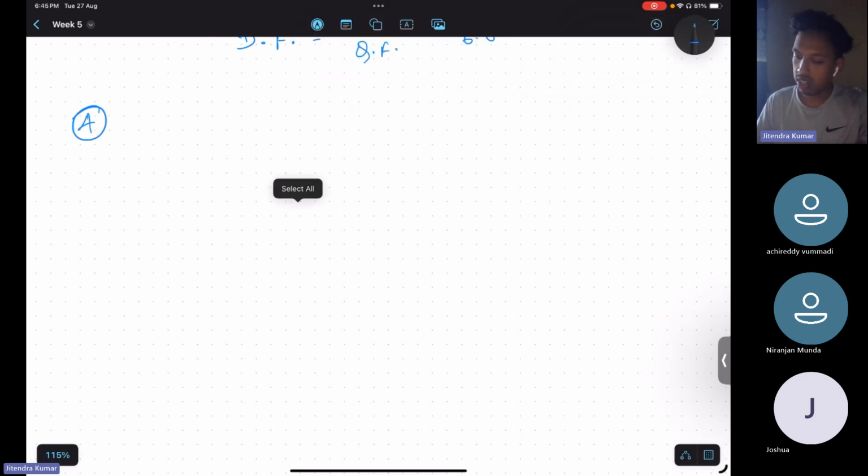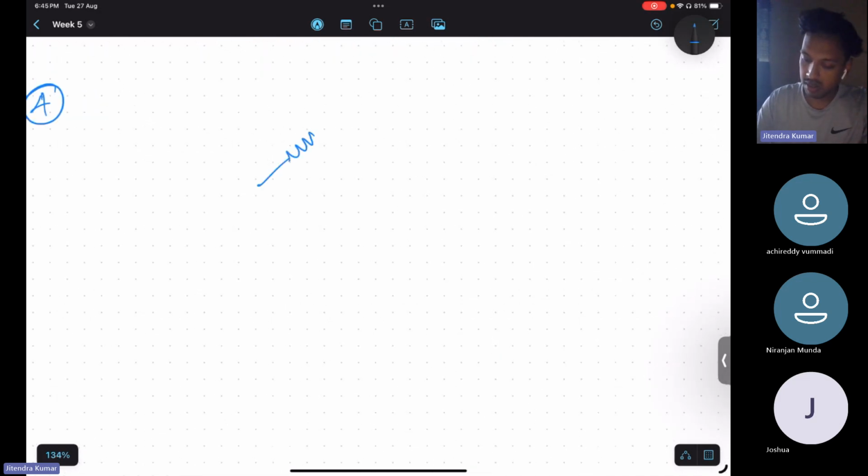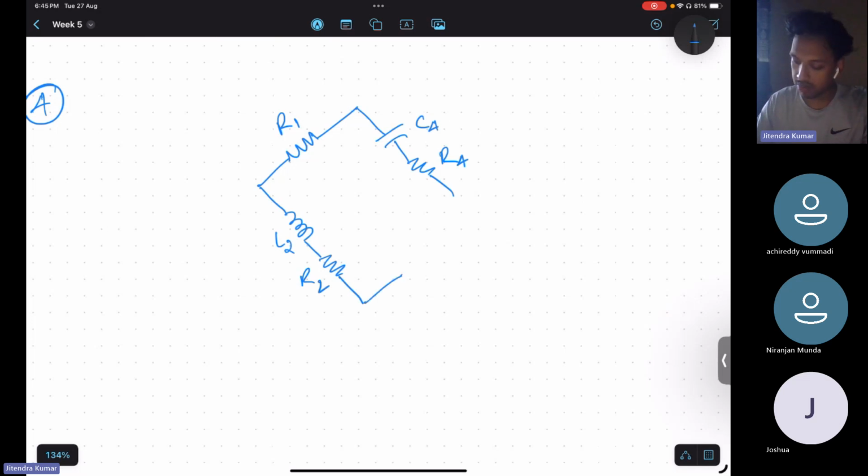Okay. So here again, an AC bridge is given, and we need to find the dissipation factor and quality factor. Let me draw the bridge here. This is R1. This is C4 and R4. Another branch has a coil, that is L2 and R2. And the last branch has only a resistor.